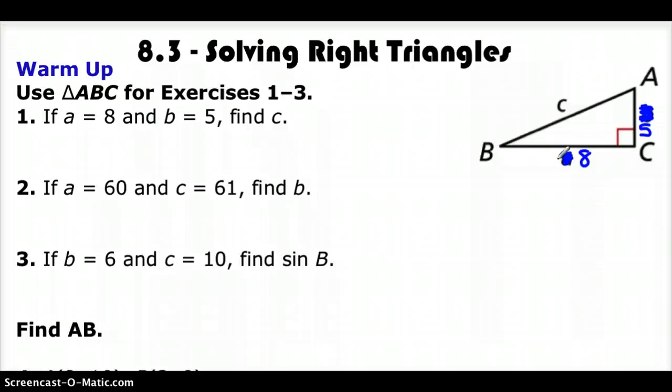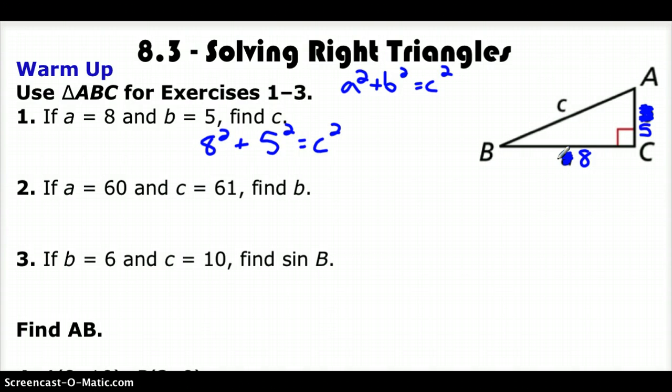We know that a squared plus b squared equals c squared, where a and b are the legs of a right triangle and c is the hypotenuse. So we're going to say that 8 squared plus 5 squared equals c squared. And that's going to give us 64 plus 25 equals c squared.